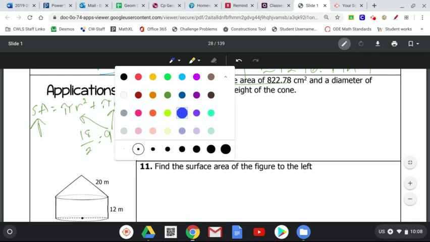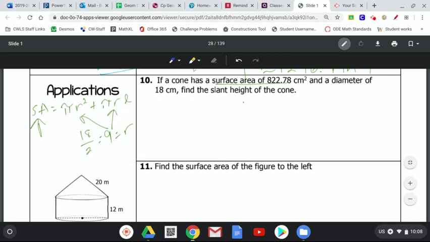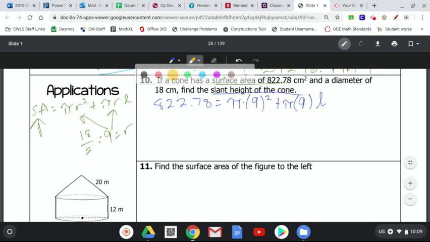So plug everything into our formula. Surface area is 822.78. That's going to equal pi times our radius, which is 9 squared, plus pi times our radius, which is 9, times our slant height, which is what we're trying to find. Our slant height of the cone, that's what we need to find. So L right there is the variable we're solving for.